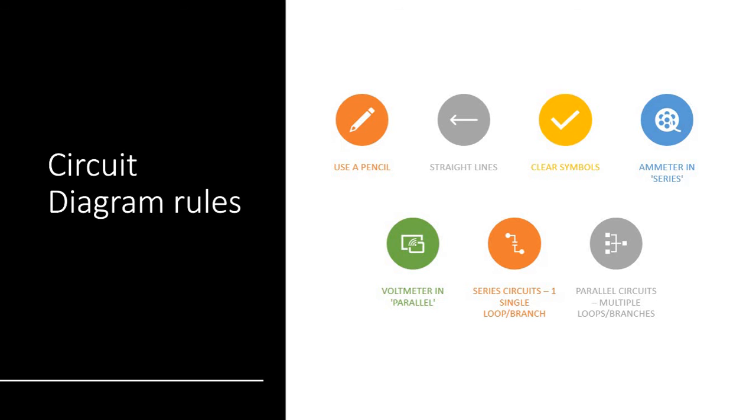Now we also make sure, as I said already, we have our ammeter in series in the same loop as our components. Our voltmeter is what we call in parallel. It goes across our components, and we'll look at that in a little bit more detail. And then we're also going to look at different types of circuits, series and parallel circuits. Now, series circuits have one single loop or one branch. Parallel circuits can have multiple loops. Okay. So I'd like you to take down those circuit diagram rules, put them in a box somewhere in your book, highlight them, make sure they're nice and clear.